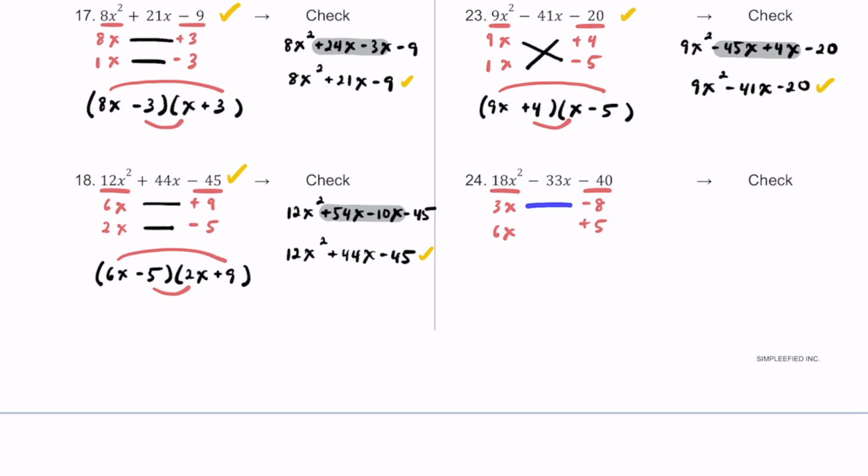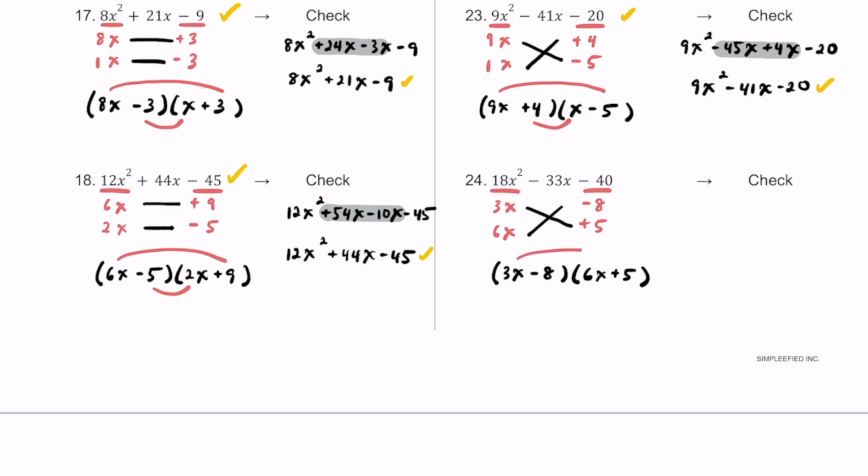This is going to be negative 24 and a positive 30, which combines to make a positive 6. That's not what we want. Then if we go across or diagonal, it's going to be positive 15 and a minus 48, which does actually get you that negative 33. So 15 minus 48 does equal negative 33, so that works out nicely. So we're going to have this 3x at the beginning of this binomial, then a 6x over here. 3x is going to pair with a positive 5, then the 6x is going to pair with a minus 8.